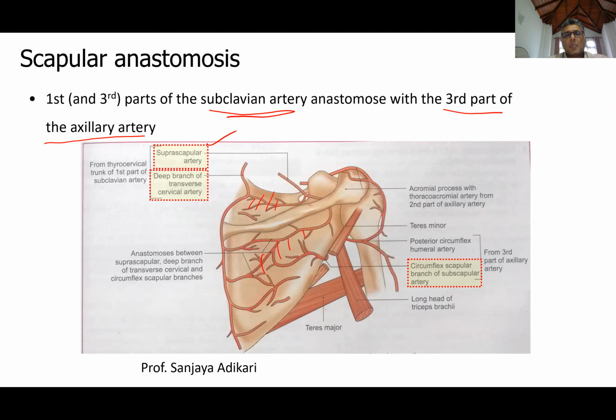And from the third part of the axillary artery, you get the subscapular artery. A branch of that is the circumflex scapular artery, which also gives branches to the same infraspinatus fossa. So there will be anastomosis between these branches.